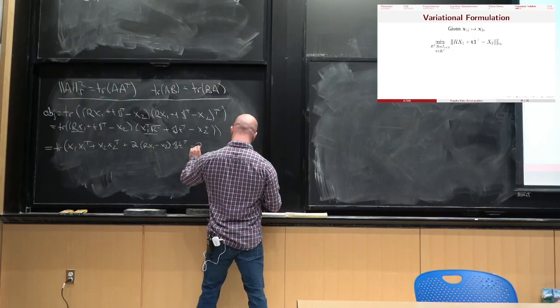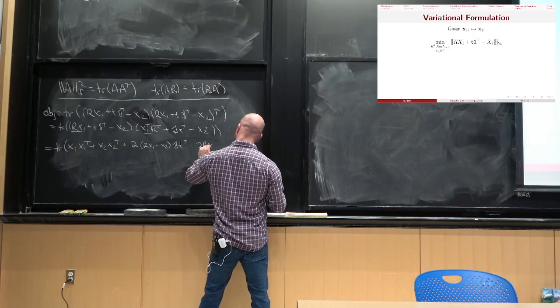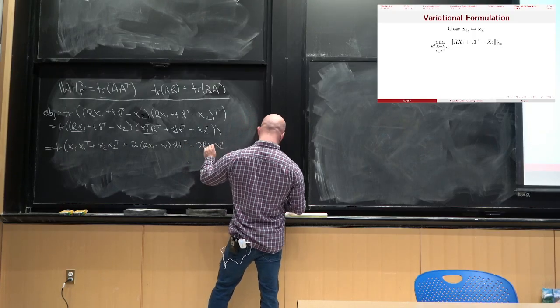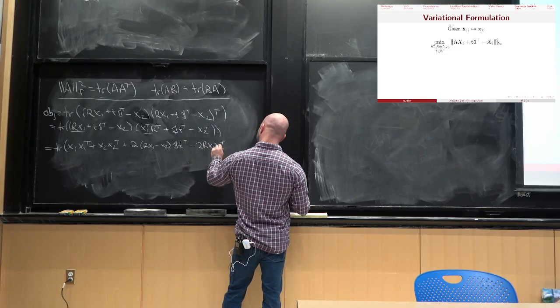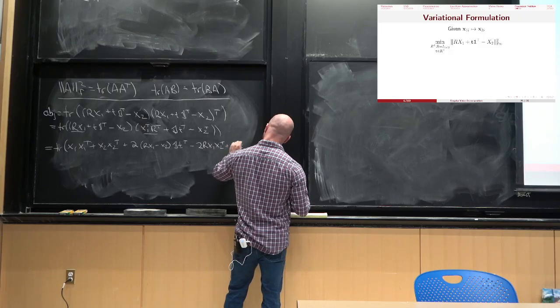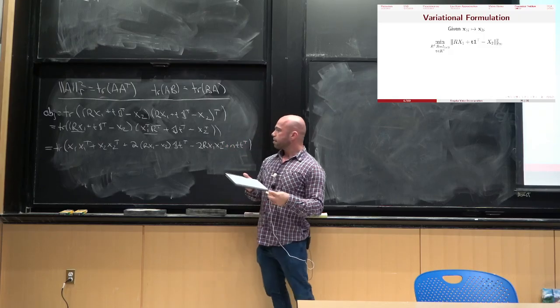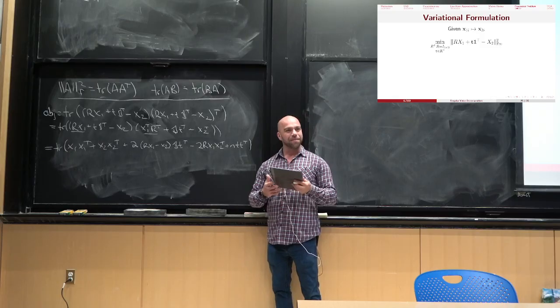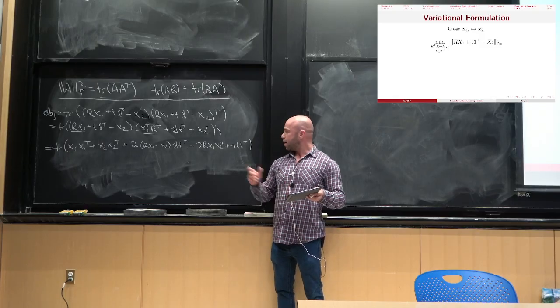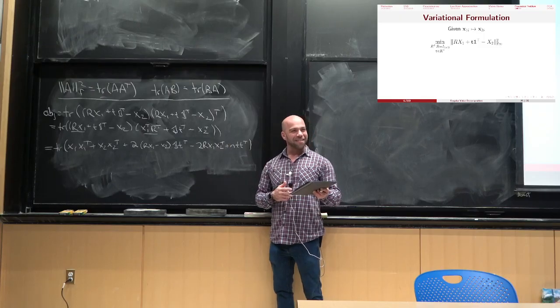We've got a minus 2 r x1 x2 transpose. I'm going to justify this in a second, I promise. Plus nt t transpose. Okay. So let's go through our different terms and make sure that you believe me. Yes? N is, good question, the number of points in our data set.